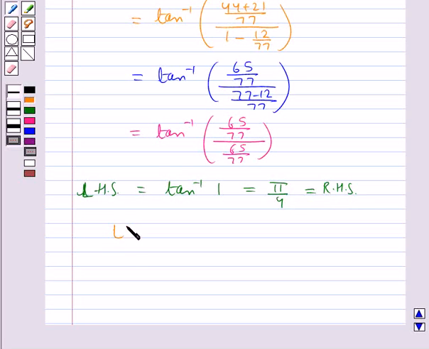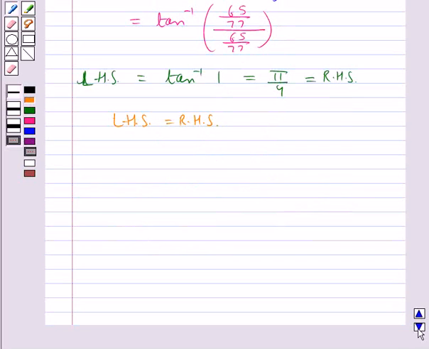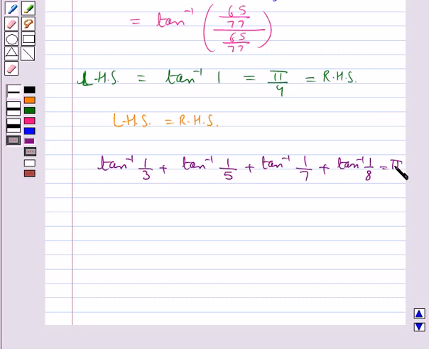Thus we get LHS is equal to the RHS. That is, we have tan inverse 1 upon 3 plus tan inverse 1 upon 5 plus tan inverse 1 upon 7 plus tan inverse 1 upon 8 is equal to pi upon 4. Hence, proved. So this completes the session. Hope you have understood the solution for this question.